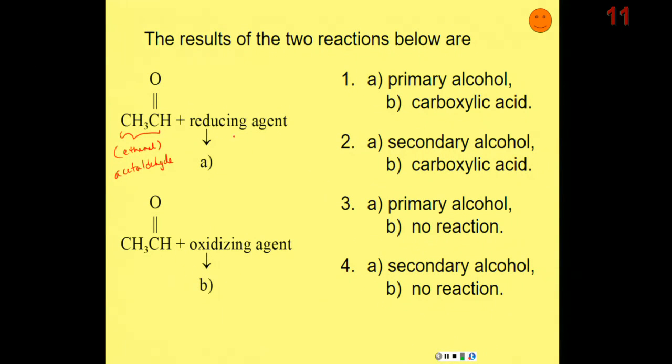And with a reducing agent, what does an aldehyde turn into? And with an oxidizing agent, what does it turn into? An aldehyde should always turn into a primary alcohol. And the aldehyde, when it's oxidized, should always turn into a carboxylic acid. No trick about it. That's what you're looking for. So I hope that answer number 1 looks correct to you. Not so hard.